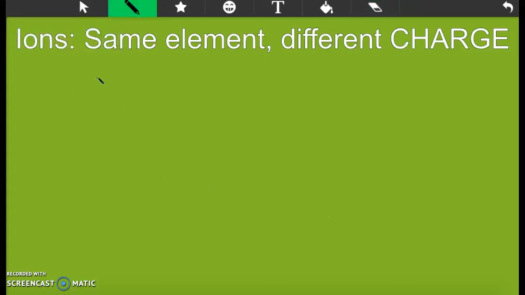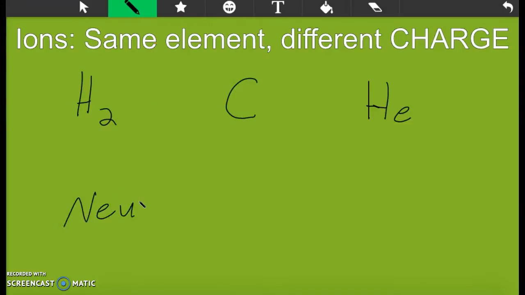Now, in normal atoms, like if I write H2 or C or helium, these exist in nature as neutral atoms. So neutral means an overall zero charge, which means the number of positives equals the number of negatives, so they cancel out. For every positive particle, we have a negative particle, until overall it's zero.